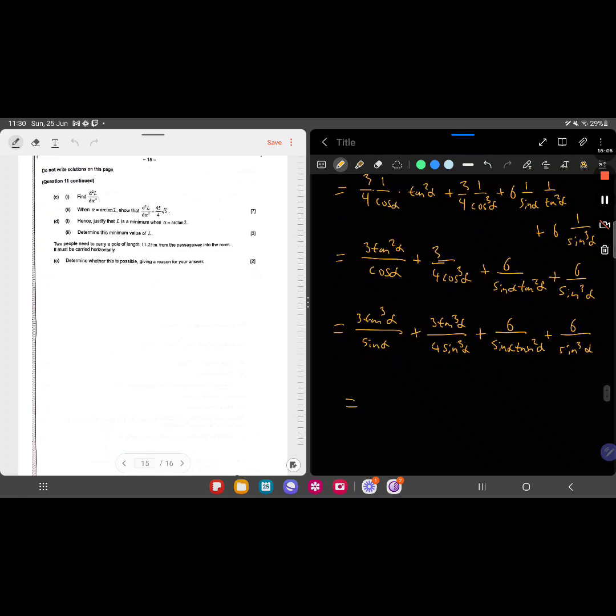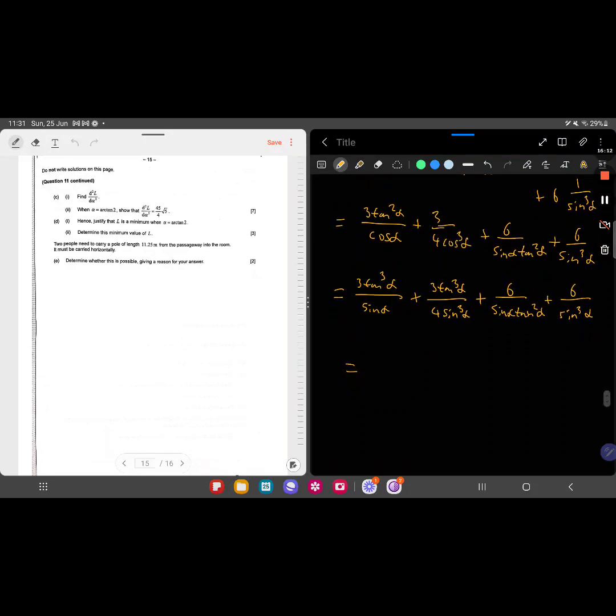Everything with the same denominator. Times 4 on both. What can I do? Wait, times 4 sine squared alpha on everything. No. Yeah, this is looking long. I'm trying to wonder, how do you put alpha equals arctan 2 into the thing?